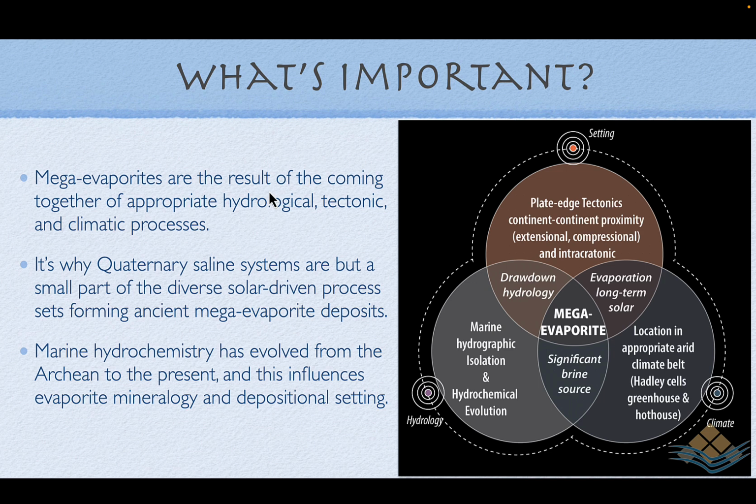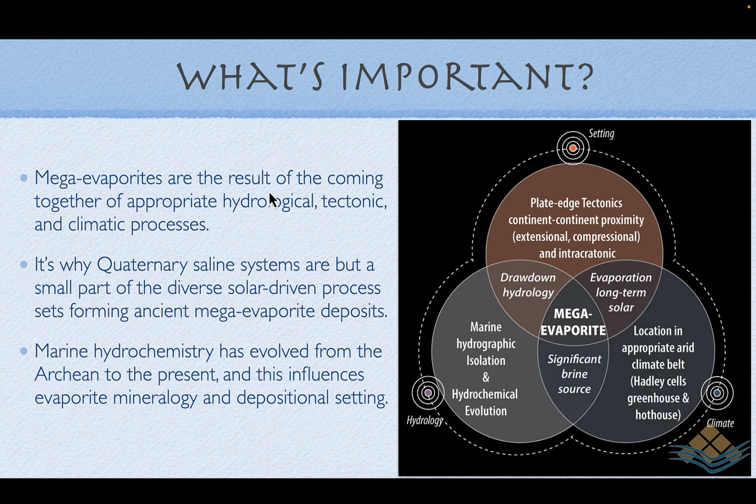We live in icehouse times, whereas 90% of the Earth's ancient history was in greenhouse or hothouse climatic mode, which favoured, along with the appropriate tectonic positions, more widespread deposition of evaporites over what were larger latitudinal belts. We also see that as marine hydrochemistry has evolved from the Archean to the present, evaporite mineralogy has also evolved. This course will emphasize all of these aspects, which were largely misunderstood because they've been interpreted as a variation on the carbonate and the siliciclastic depositional and diagenetic themes.